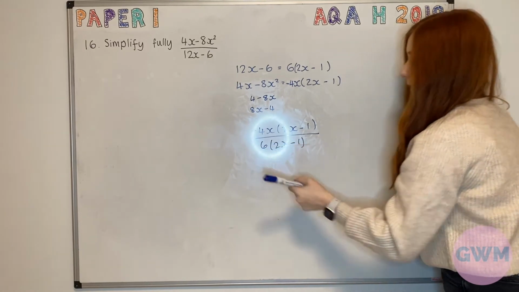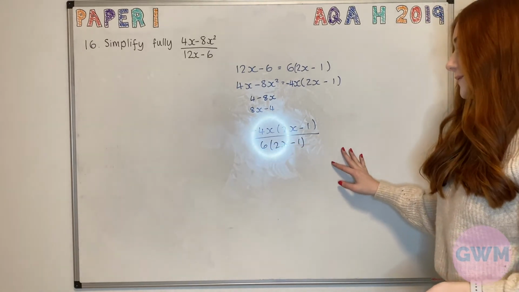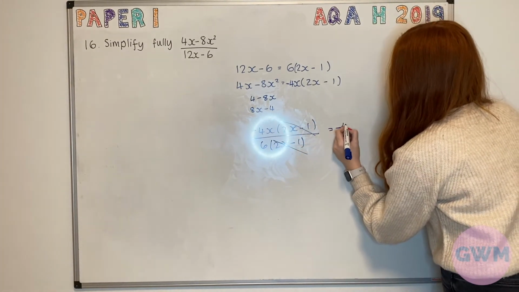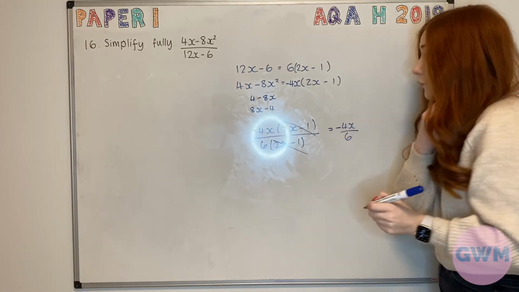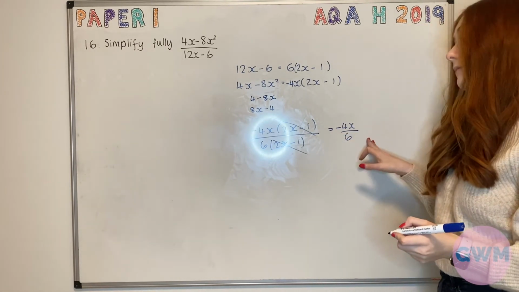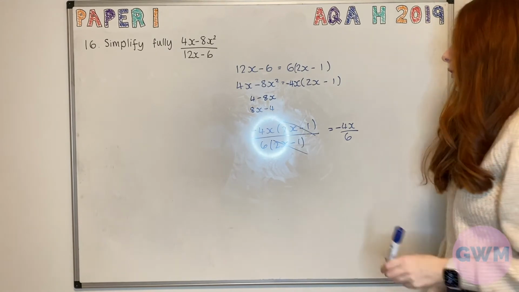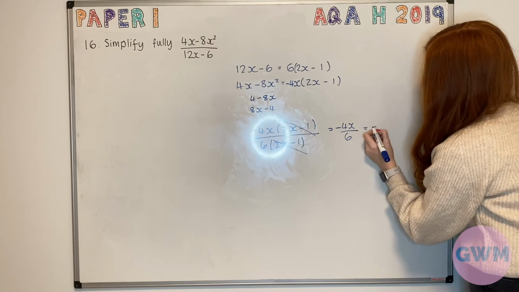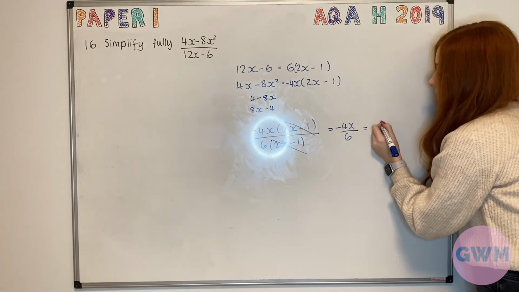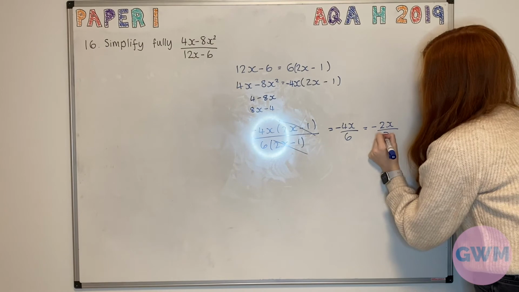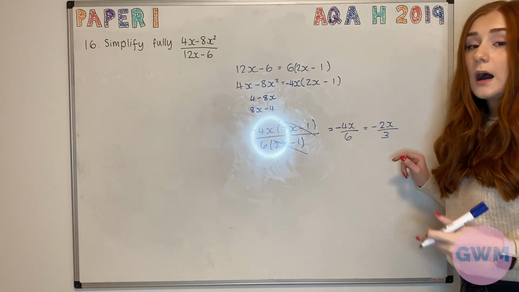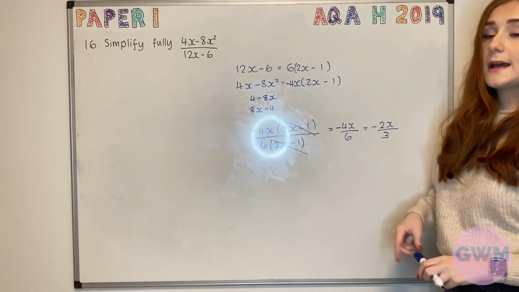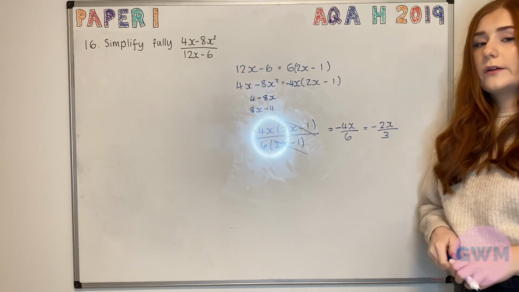times (2x minus 1). Right, we can cancel that bracket. That leaves minus 4x over 6. Now remember the question says to simplify fully. Is that simplified fully? No. Both the top and the bottom are also divisible by 2. So we can divide by 2, and we get 2 on the top and 3 on the bottom. There's no part of 2x or 3 that is common anymore, so you can't simplify any further, which means the answer must be minus 2x over 3.